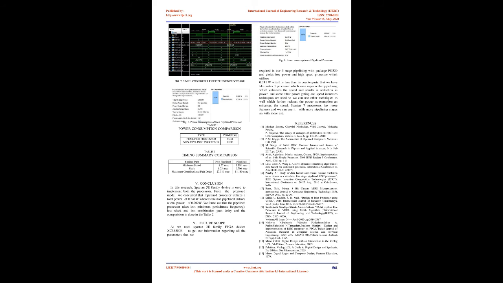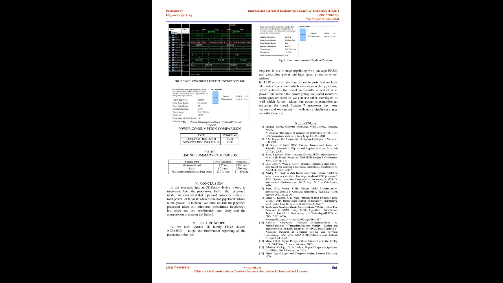Pipelined processor, non-pipelined processor, 0.241, 0.702. Timing type: non-pipelined, pipelined. Minimum period, slack, maximum combinational path delay: 18.27 ns, 1.73 ns, 27.310 ns, 3.502 ns, 0.796 ns, 11.180 ns.